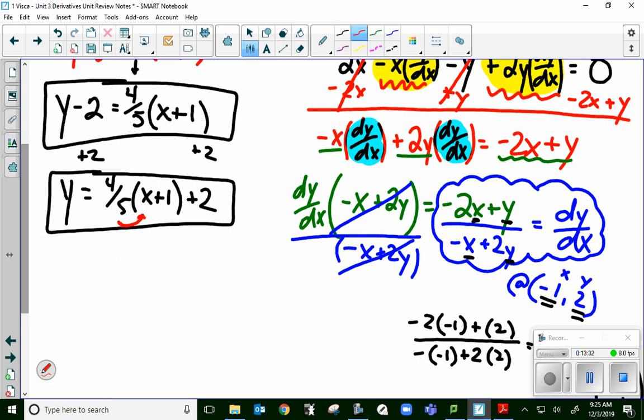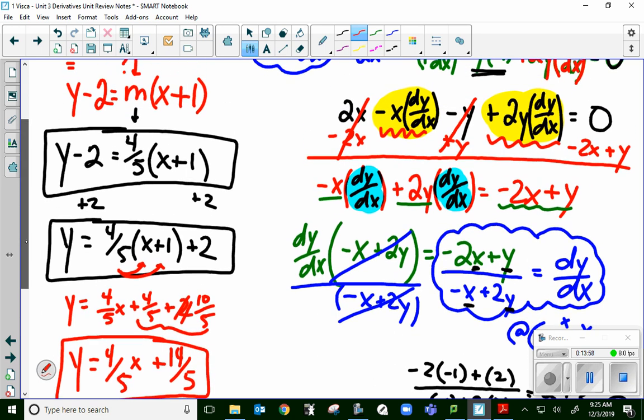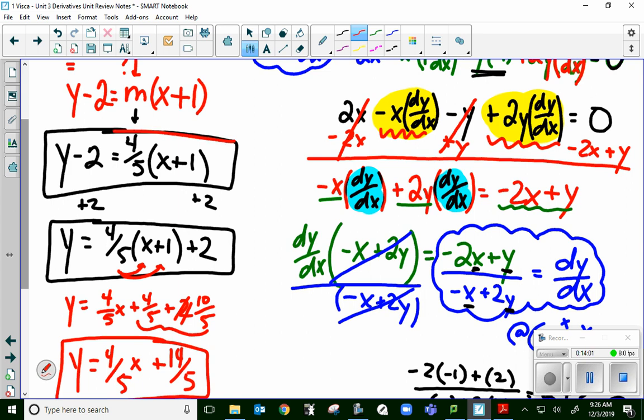If I distribute these, I get y equals 4/5 x plus 4/5 plus 2. 2 is the same thing as saying 10/5, right? Isn't that 2? So now I can combine these two. y equals 4/5 x plus 14/5. It could be written like this, but I'm telling you, unless they tell you to simplify it, leave it like this, because you will be good as gold. It's good work.